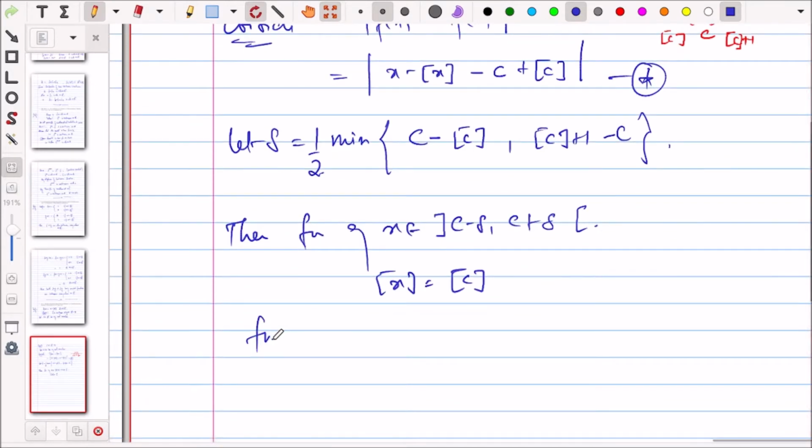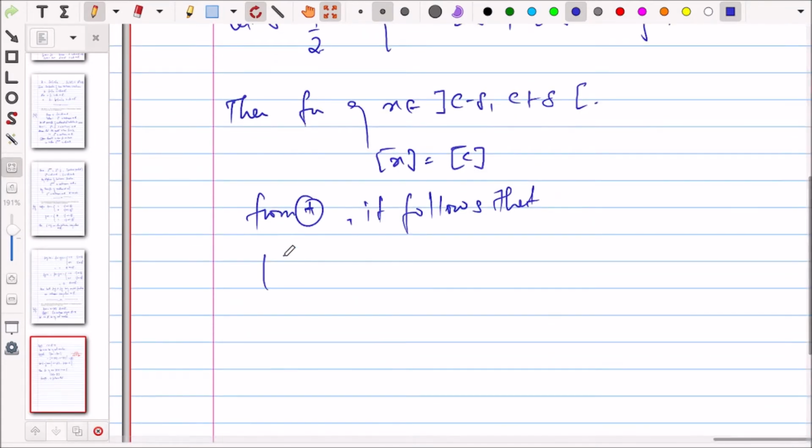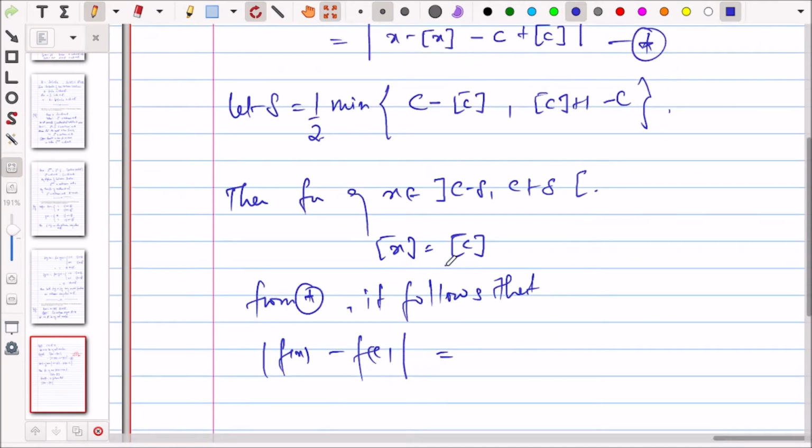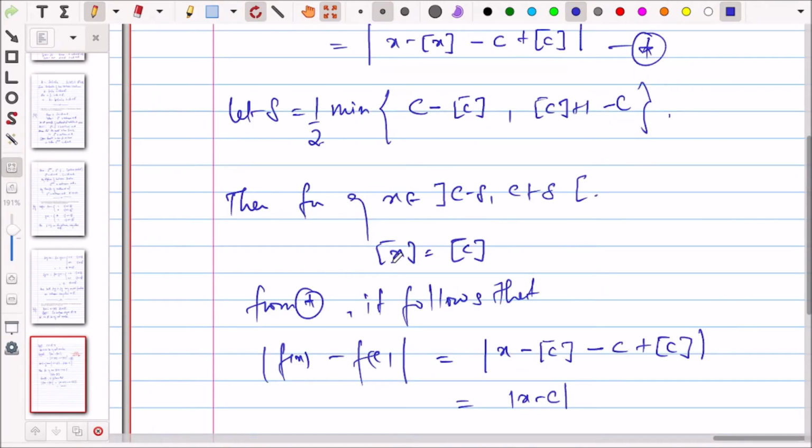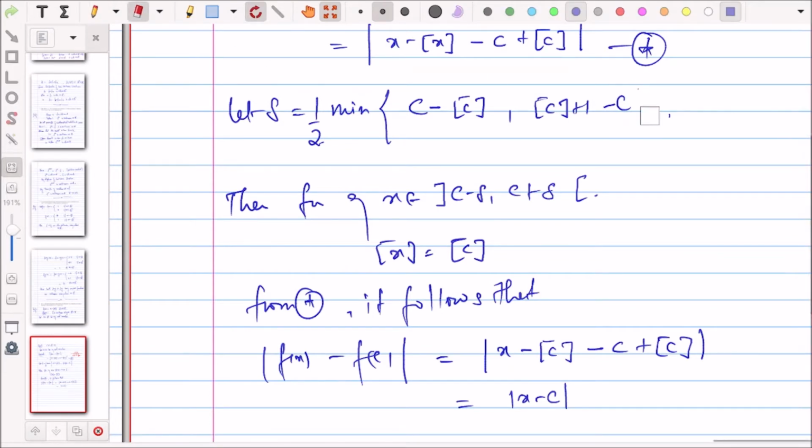So from star it follows that f(x) minus f(c) will be equal to x minus the greatest integer of c minus c plus c, which is equal to x minus c. So we have to take, okay, sorry, we have to take delta equal to the minimum of these two, as well as epsilon. Okay, so we have to include the epsilon also here.